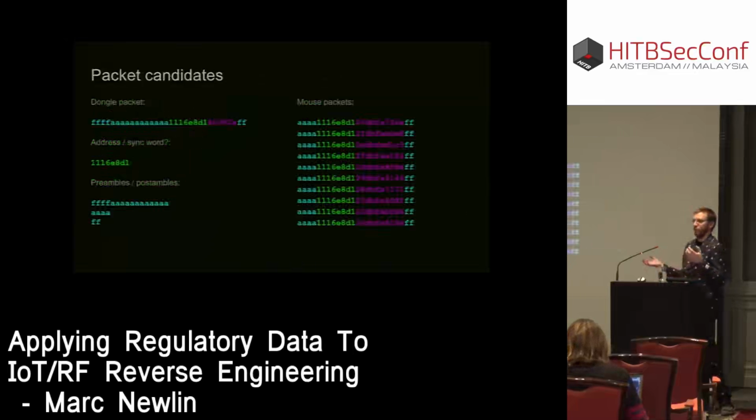So now we have these candidates for what we think are the packets. We have the dongle sync packet up there. That's the only thing we've seen transmitted by the dongle that we're aware of. We then have this list of mouse packets. And we have those 4 bytes, which are the same between the dongle and the mouse packet. Because we have that same in both cases, the assumption is that it is either a sync word shared by the devices and/or the address. And then we have these preambles and postambles. Both the dongle and mouse packets end with FF. Then we have the 4 A preamble for the mouse packets, and the 4 Fs followed by 12 As preamble for the dongle.